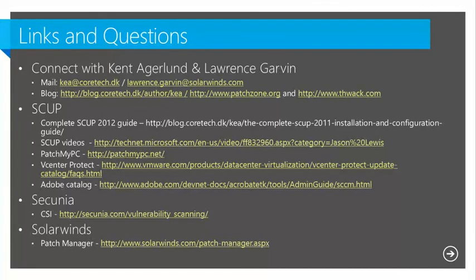Right. So you can basically go in and edit the packages and supersede the older version that you have. But you have to do it from within SCUP, SolarWinds, or Secunia. You can't do it from within Config. But only the original packager can modify that. They're the only ones that would have access to the original source.